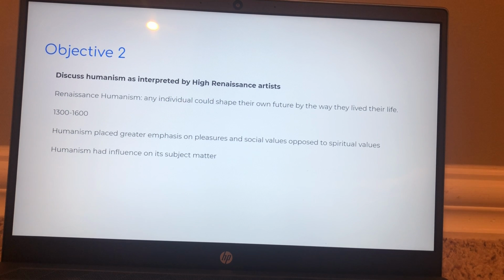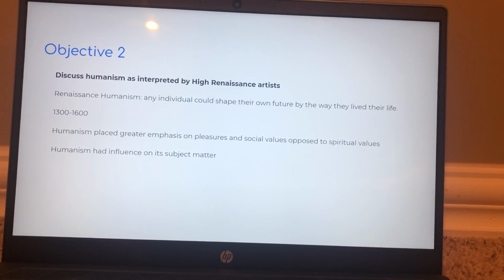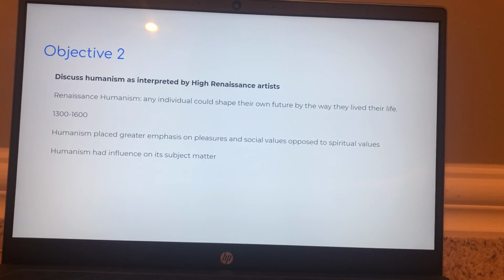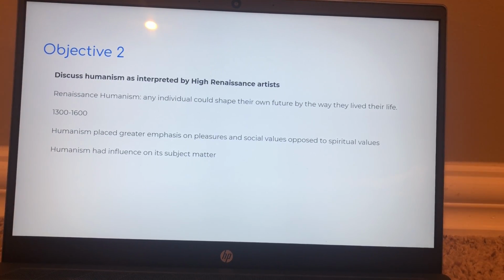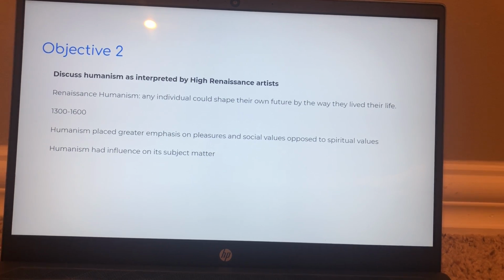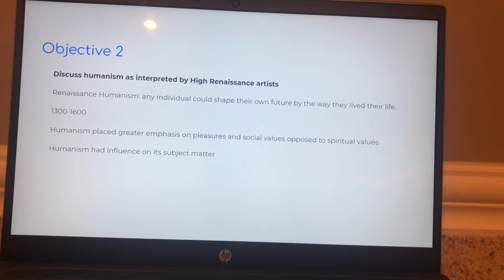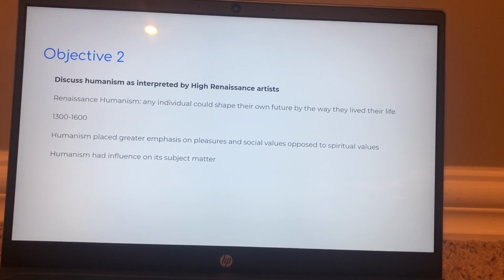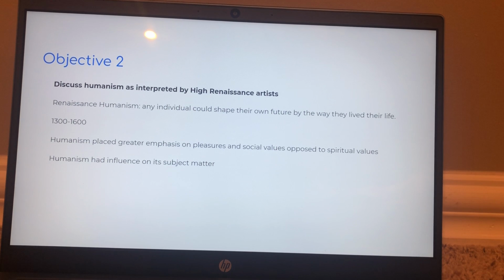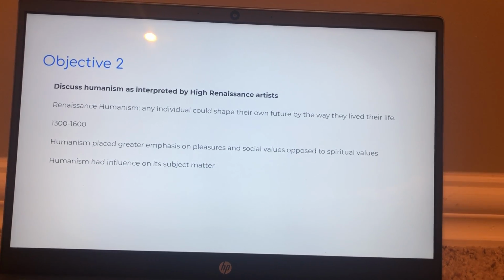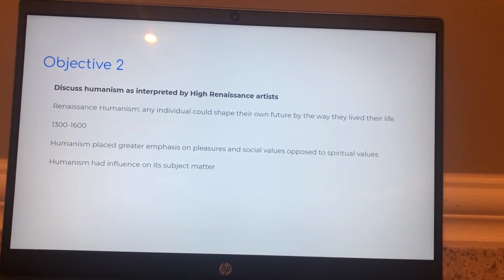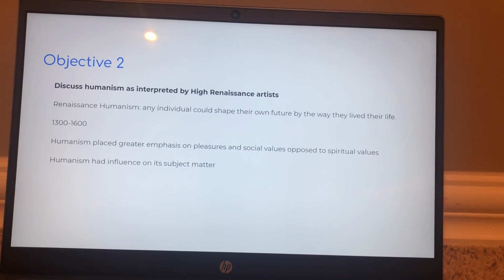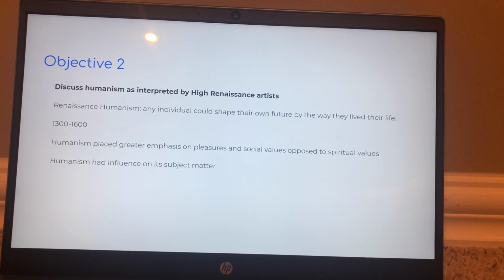Renaissance humanism was the idea that any individual could shape their own future by the way they lived their life, and this took place from the 1300s to the 1600s. Humanism placed greater emphasis on pleasures and social values as opposed to spiritual values. Now, this did not mean that people at this time were anti-religion. However, they slowly started to drift away from everything being church-related and started to appreciate their artistic talents. Humanism also had greater influence on its subject matter.